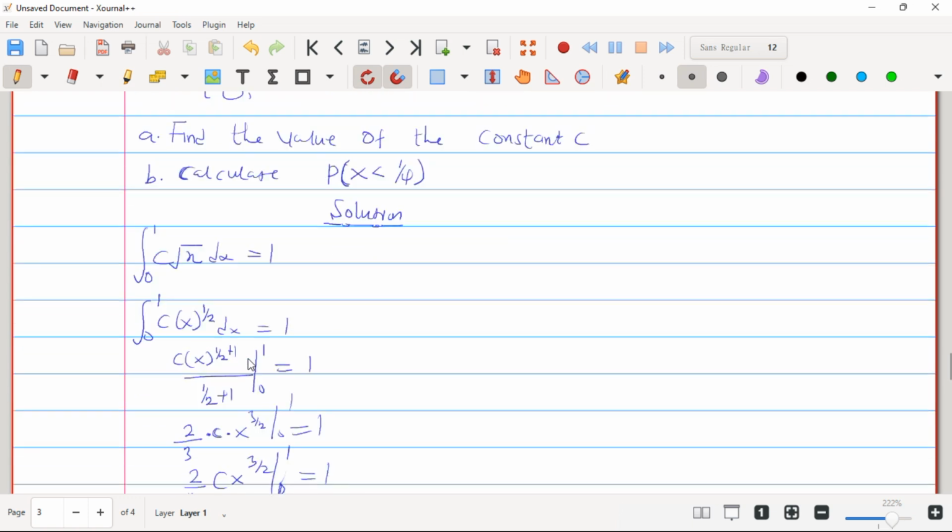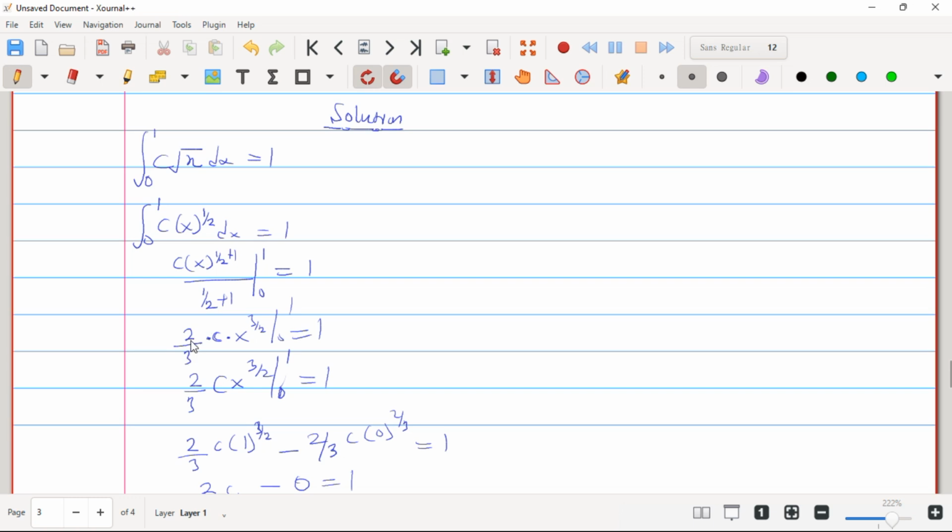At the end of the day, you know that square root of x is usually written as x raised to the power half. So we have c times x raised to the power half. If you want to integrate, you just add 1 to the exponent and divide by the new exponent. So we get c times x raised to the power half plus 1, divided by half plus 1, integrated on the limits 0 and 1 and equated to 1. Once you do that, we get 2 divided by 3 times c times x raised to the power 3 divided by 2.